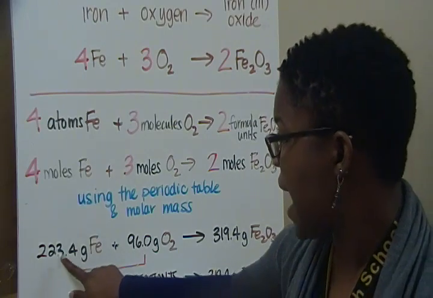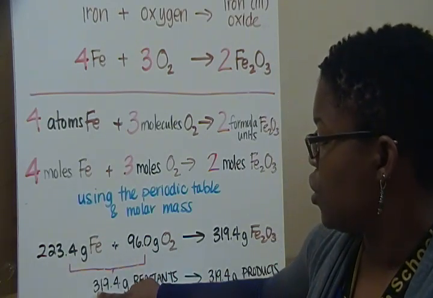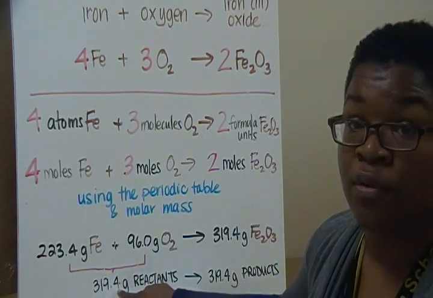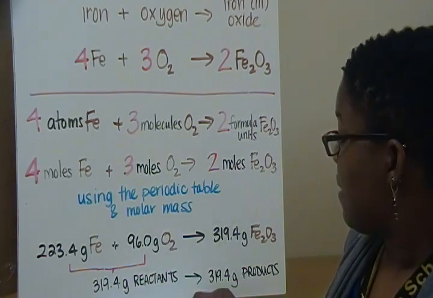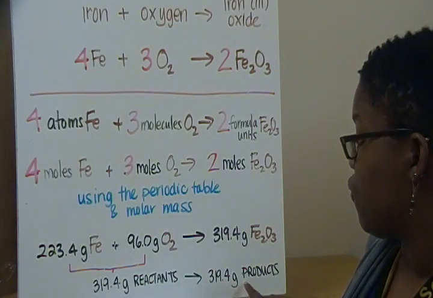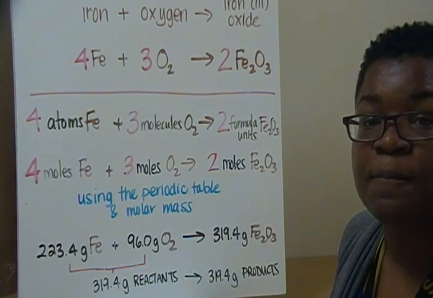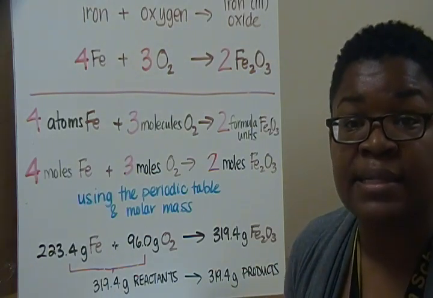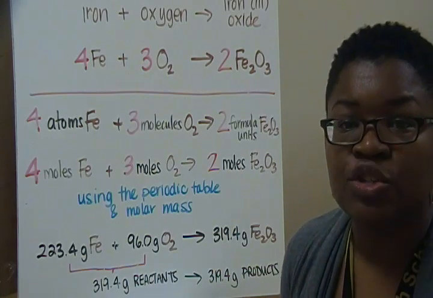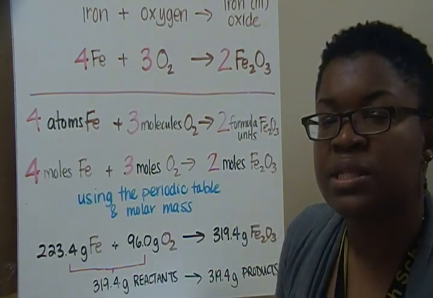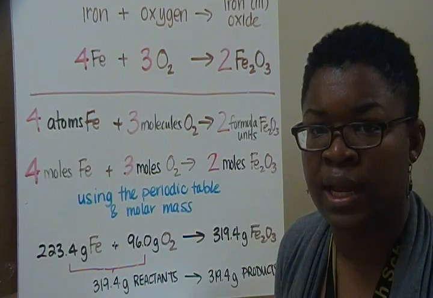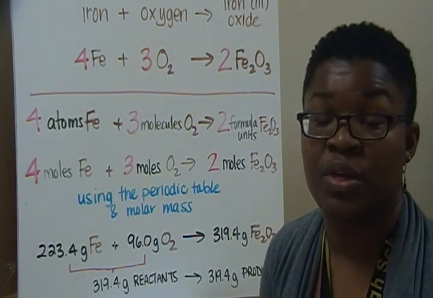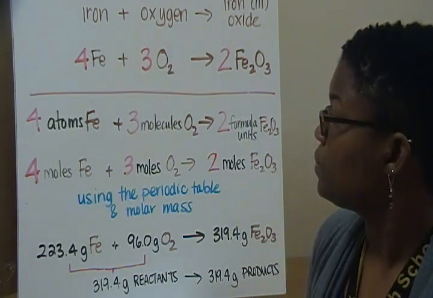So notice that if we were to add these 2 numbers together, we get 319.4 grams of reactants total, and that's equal to 319.4 grams of products. What I suggest you do is to pause right now, rewind, and go back and listen to this entire talk again so you can see how these numbers actually relate to the individual things that are being asked.